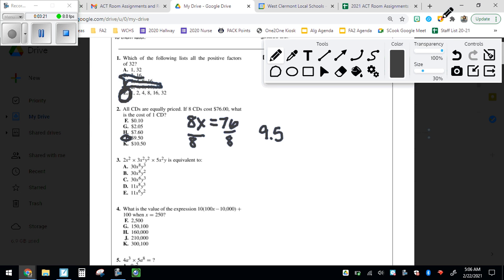You could also just guess and check this one. You could do 10 cents times 8, and that's not $76. $2.05 times 8, not $76.